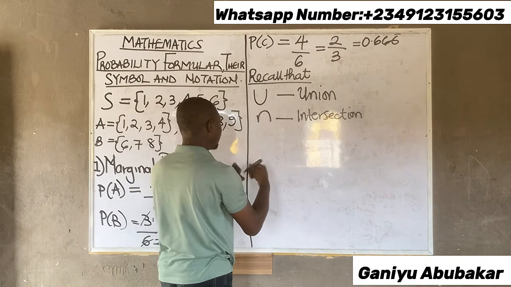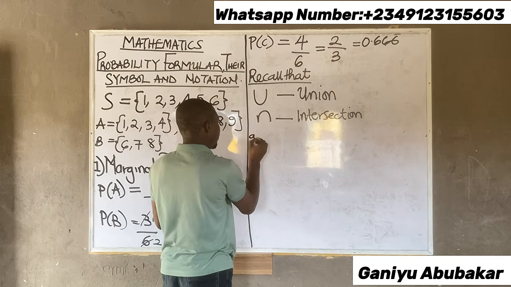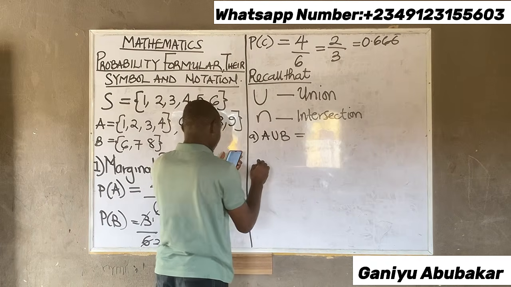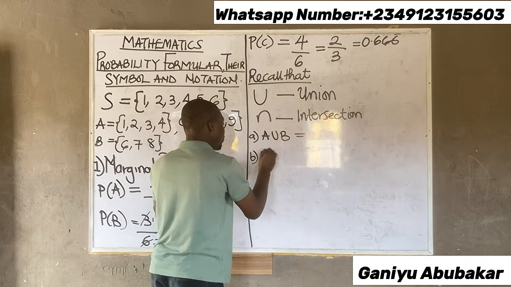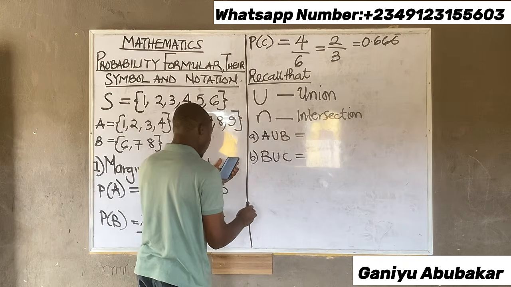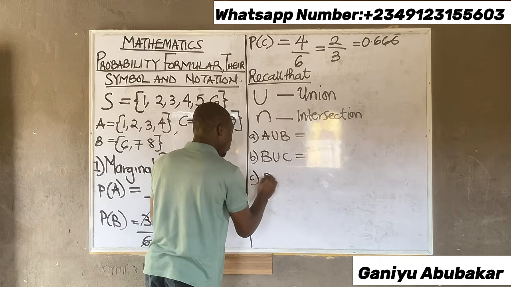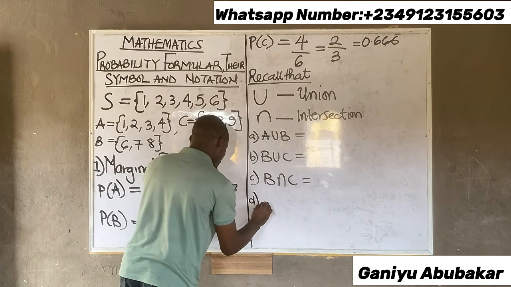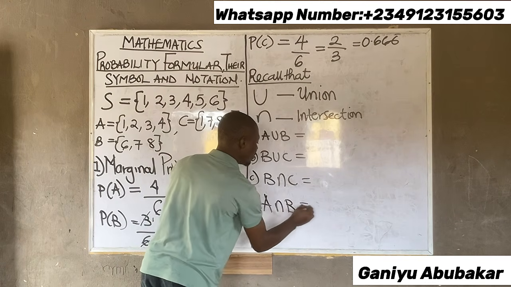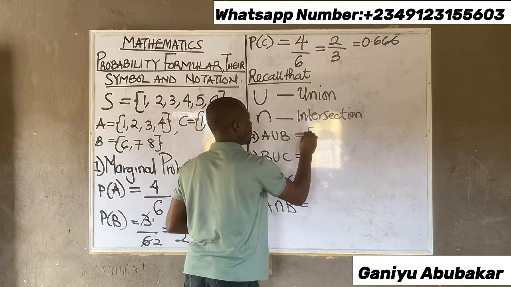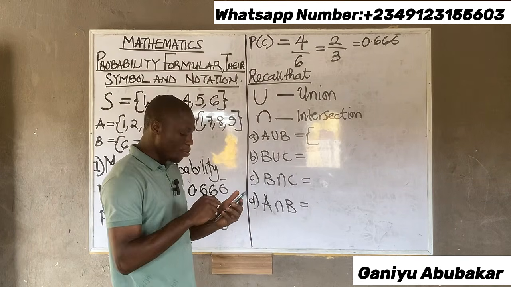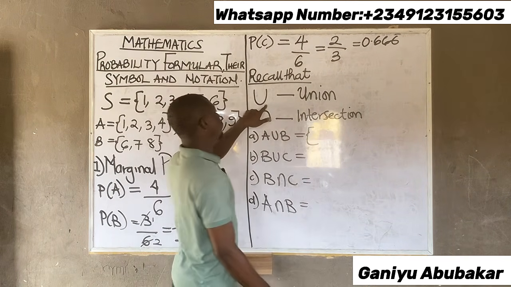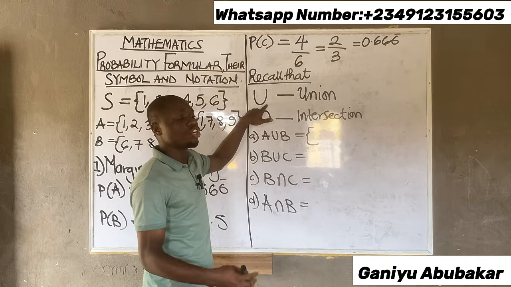The first one I'm giving you here: A union B. What's the answer here? Then B union C. What's the answer here? Let's do B intersection C. What's the answer here? Let's do A intersection B. What is the answer here? Guys, if you can remember properly, when we look at union and intersection, we said union is simply the combination.